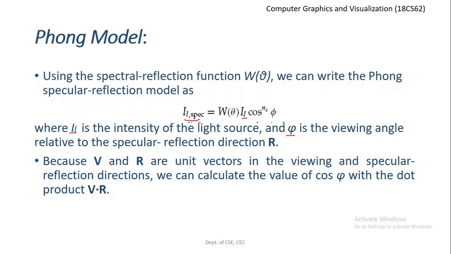and phi is the viewing angle relative to the specular reflection direction r. Now, because vector v and vector r are the unit vectors in the viewing and the specular reflection directions, we can calculate the value of cos phi with the dot product of the vectors v dot r. Here v is the unit vector in the direction of the viewer, and r is the unit vector in the direction of the ideal specular reflection. You can use the value of the dot product v dot r to calculate the value of cos phi.